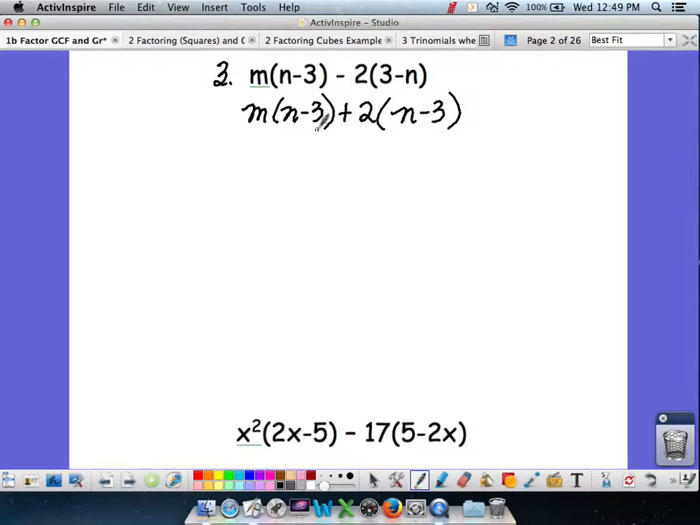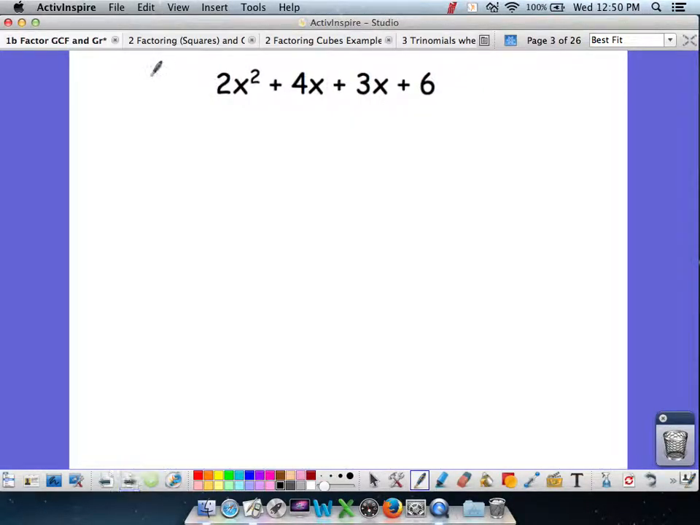Now look at this and say, you know what, I see that common factor. That common factor is the binomial n minus 3. When I factor that out, what I have left is m plus 2. So if I were to FOIL out this answer here and distribute in the original problem, I would get the same polynomial. Easy way to check.